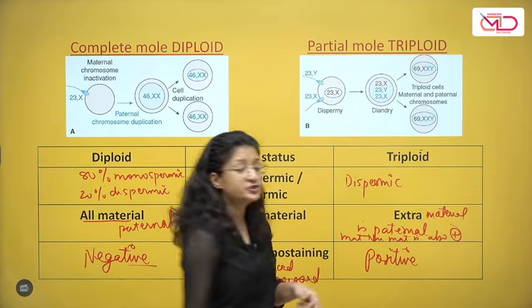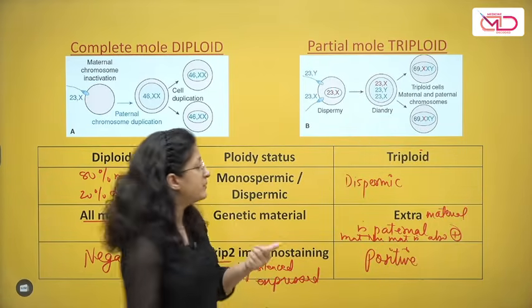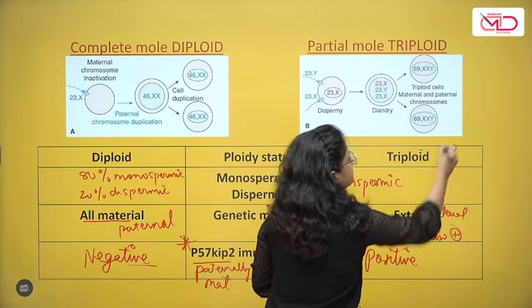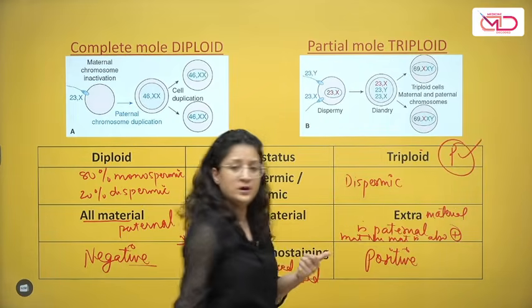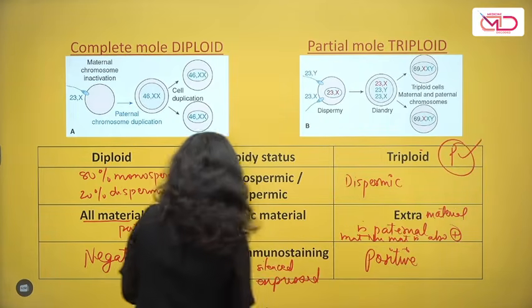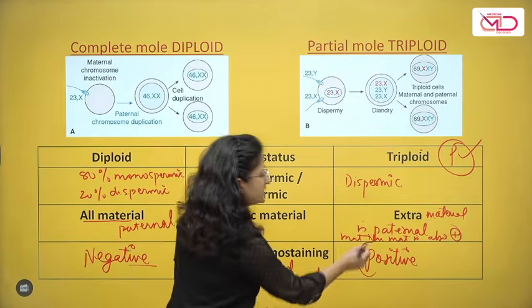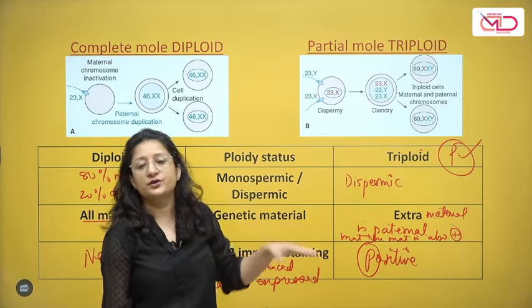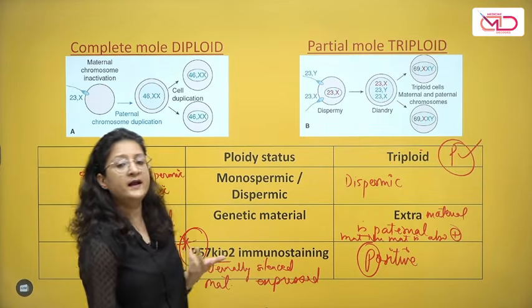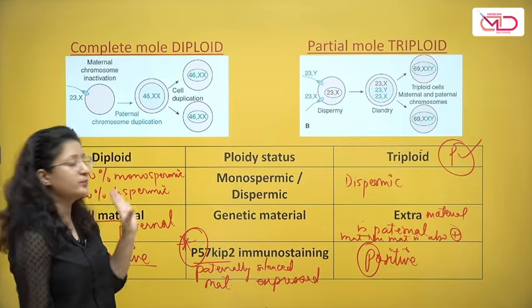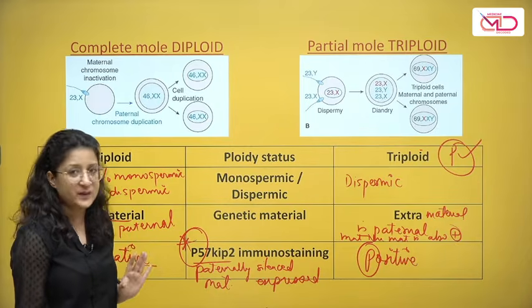Now that's the logic. A simple trick to remember would be the P. P for partial mole, right? P for P57 KIP2 immunostaining. P for positive in partial mole. That's a trick to remember this important information. The logic I have explained to you.